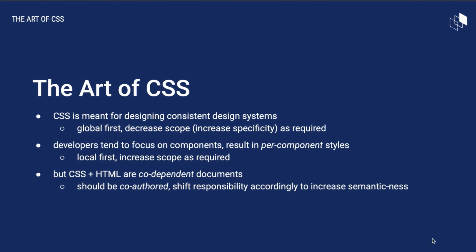But we have to remember that CSS and HTML are co-dependent documents, and they should be co-authored. So what we want to do now is to shift that responsibility accordingly between the global first and local first ideas to increase the overall semanticness of our HTML and our CSS.